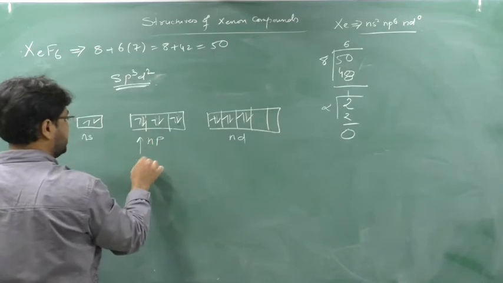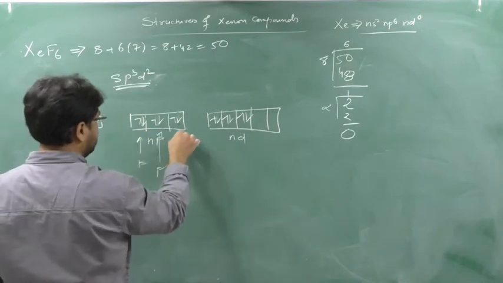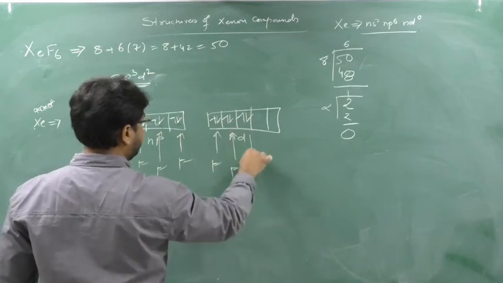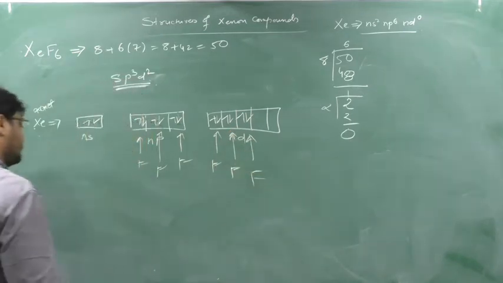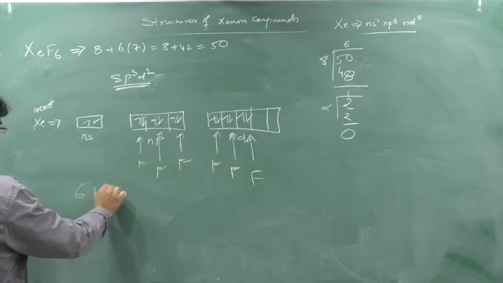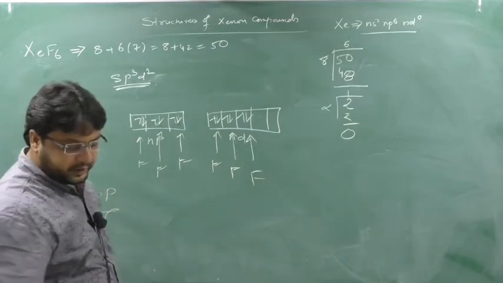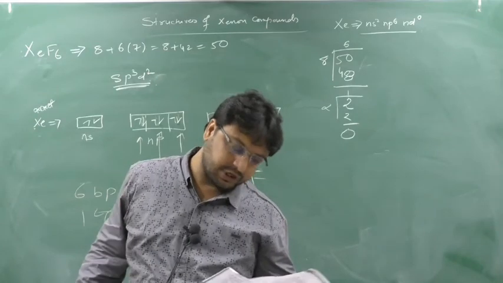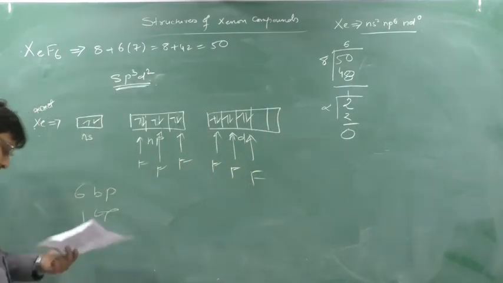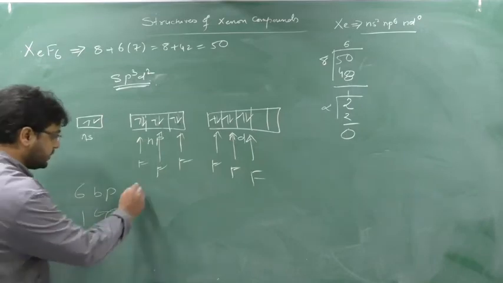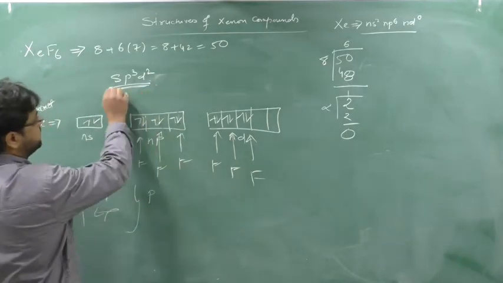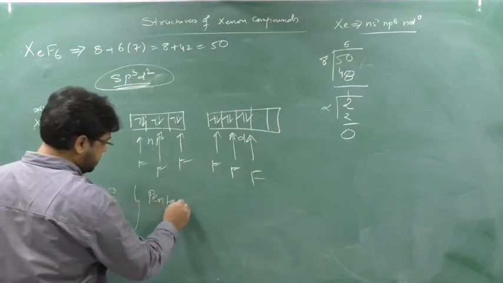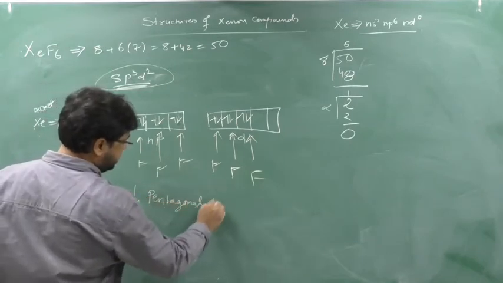So how many bond pairs? Here fluorine, here fluorine, here fluorine, here fluorine, here fluorine, and here fluorine. So there are 6 bond pairs and 1 lone pair. According to the 6 bond pairs and 1 lone pair, the shape should be pentagonal pyramidal. There are 2 exceptions. First is sp3d2 as the hybridization. Second is pentagonal pyramidal.